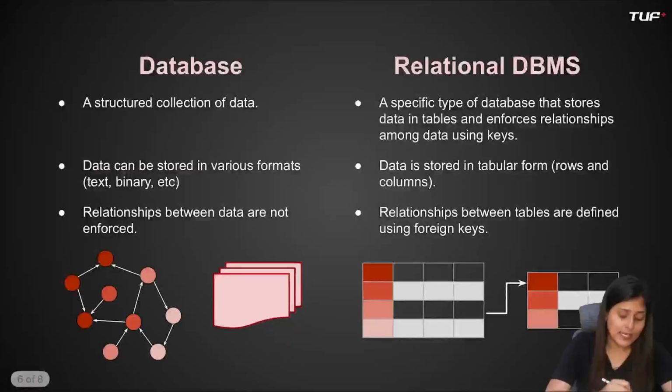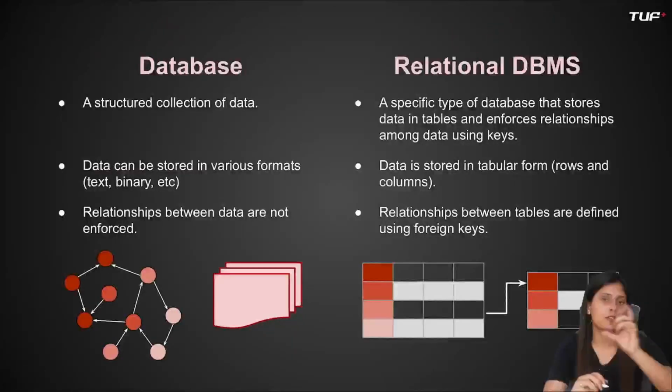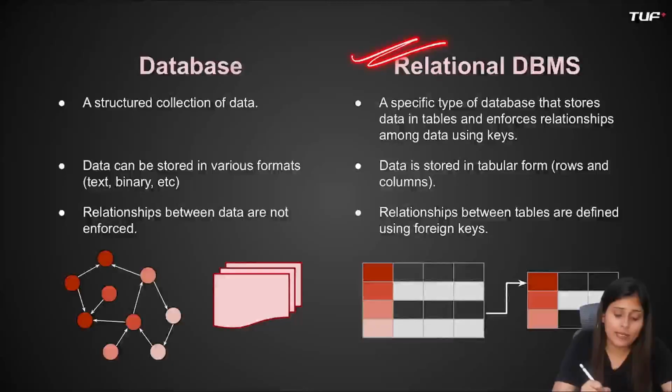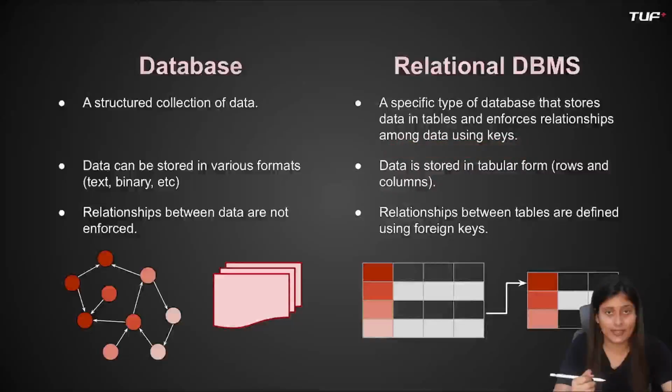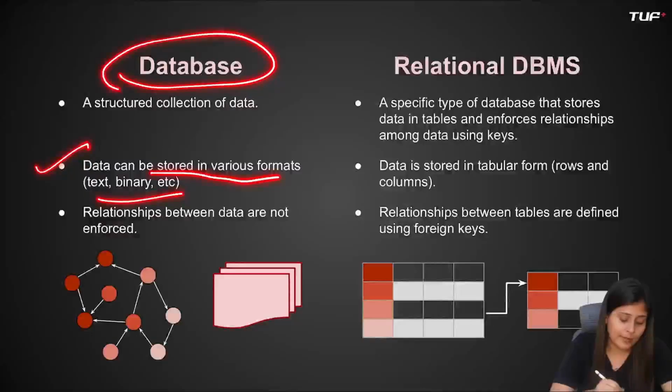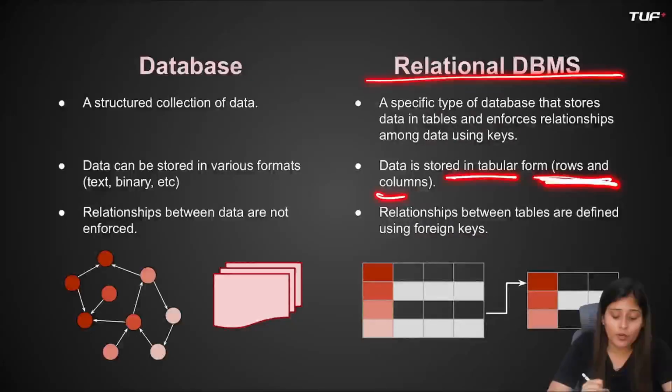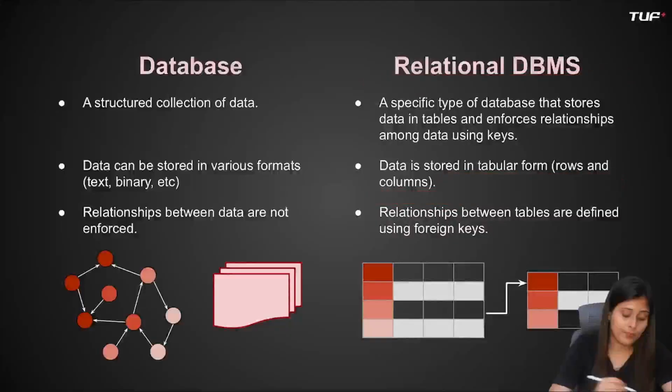Now let's see the difference between a database and a relational database. A database is nothing but a structured collection of data, whereas a relational database is also a structured collection, but we store it in the form of tables, and also we specify the relationship between those tables. Data can be stored in various formats in a database, like text, binary, but data in a relational database can only be stored in tabular form using rows and columns.